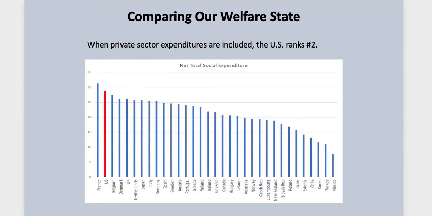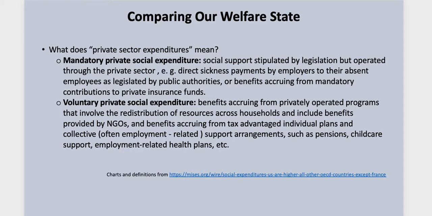Now, when you look at private sector expenditures, and when you include them into the mix, we rank second in the world, only behind France, as a matter of fact. And so this I think places emphasis on something we talked about very early in the semester, which is the role that the private sector plays in our social welfare programming at present. So one of the questions I had is what does a private sector expenditure involve?